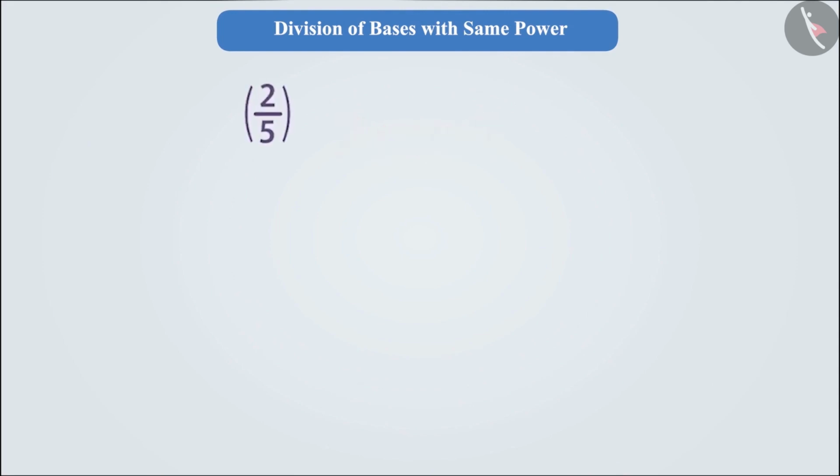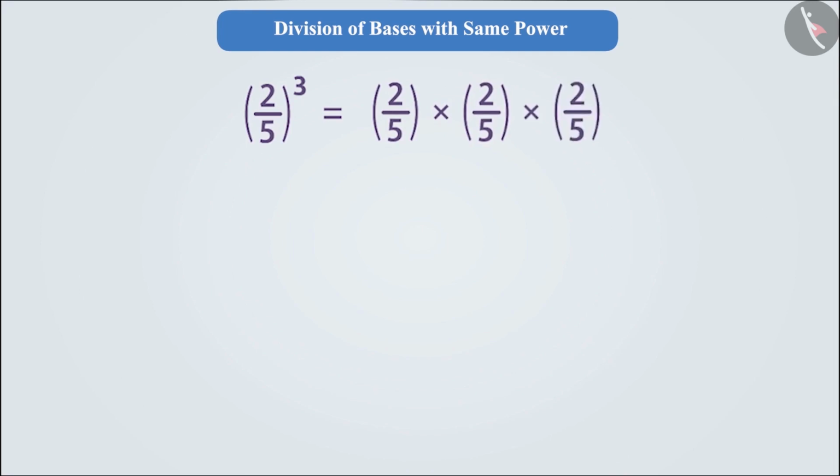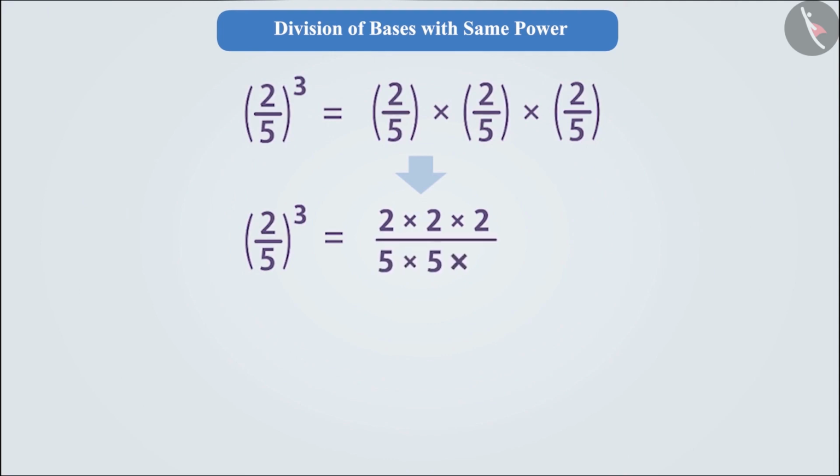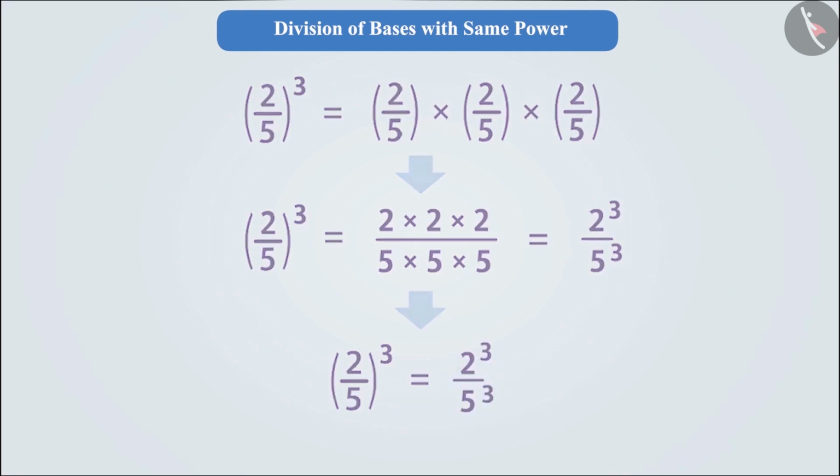Let's understand this. Suppose we have to simplify 2 by 5, to the power of 3. Here, 2 by 5 to the power of 3 can be written as 2 by 5 into 2 by 5 into 2 by 5. We can also write this as 2 into 2 into 2 divided by 5 into 5 into 5, which can be written as 2 to the power of 3 divided by 5 to the power of 3 in exponential form. We can say that 2 by 5 to the power of 3 is equal to 2 to the power of 3 divided by 5 to the power of 3.